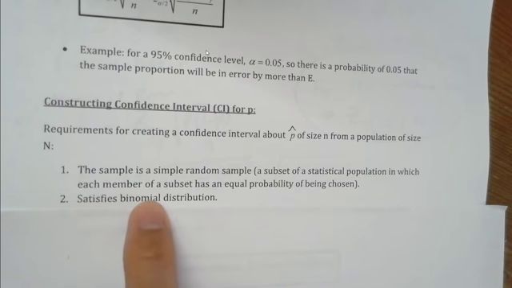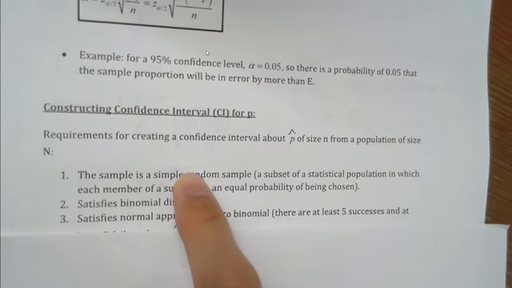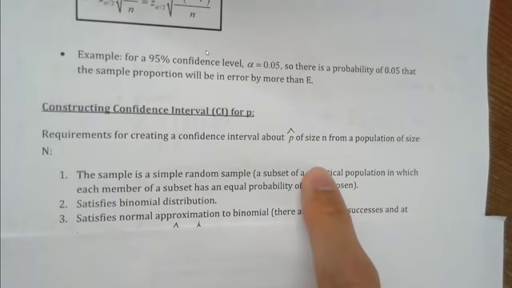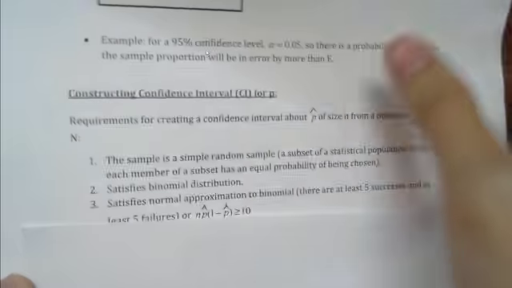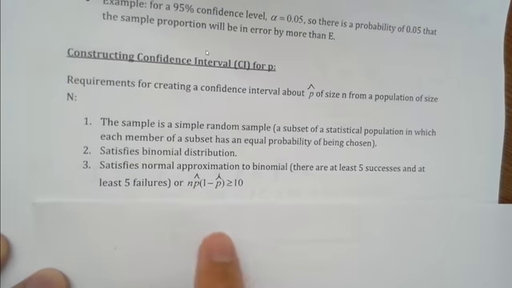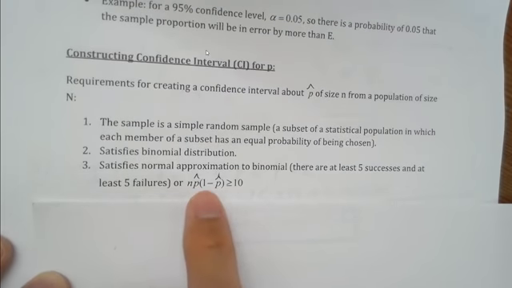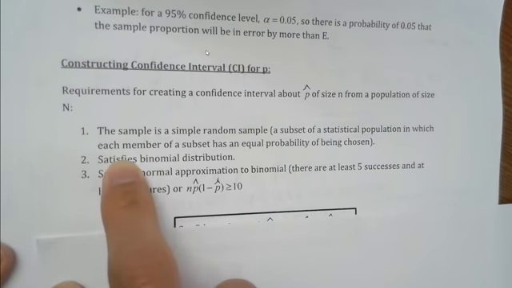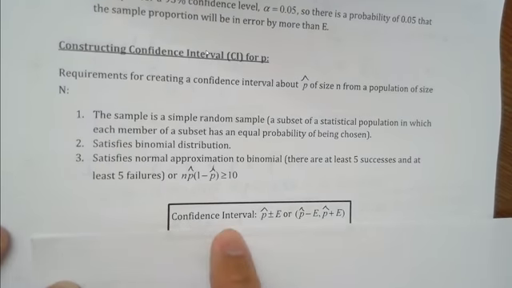It satisfies the binomial distribution. So it should have two outcomes, true or false, or success or failure. And then it also satisfies the normal approximation to the binomial, or there are at least 5 successes and at least 5 failures. Or you can check that using this inequality: N P hat multiplied by 1 minus P hat has to be bigger than or equal to 10. If we have these 3 requirements satisfied, then we can construct the confidence interval.